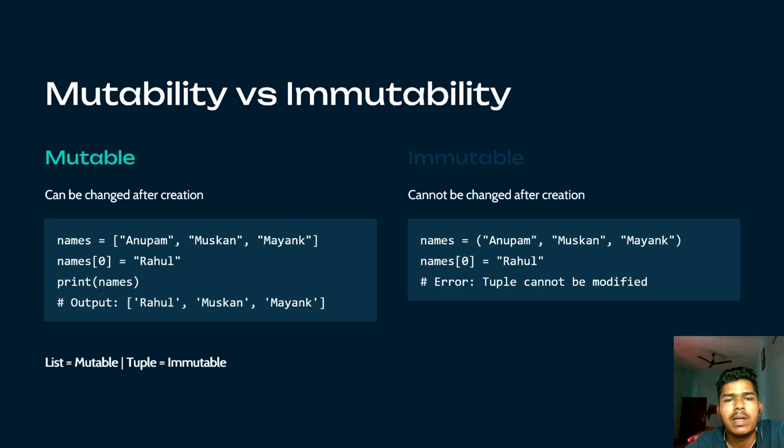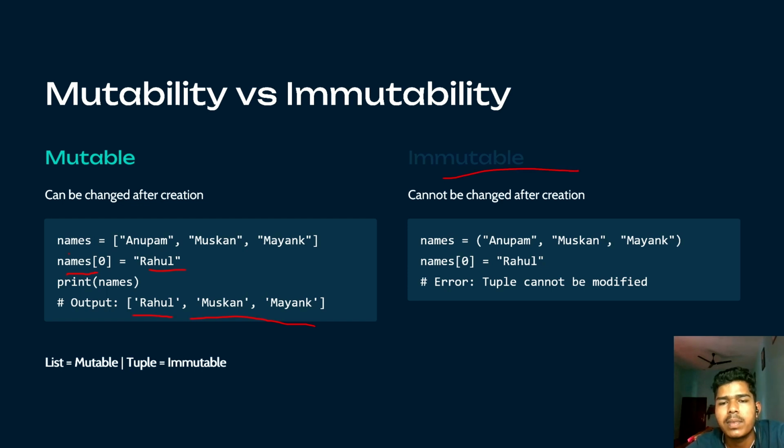So what is mutability versus immutability? Mutable, it can be changed after creation. Like names is equal to Anupam, Muskan, Mayank. So names index 0 is equal to Rahul. So when we print the names, then we got output like Rahul, Muskan, Mayank. Okay. So list is mutable and tuple is immutable.